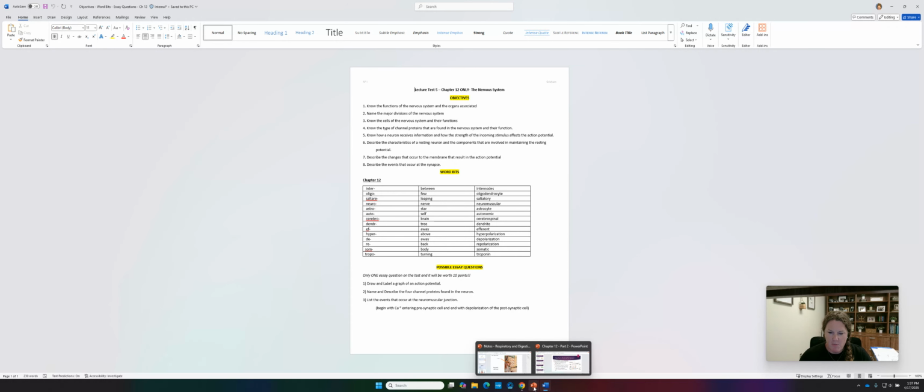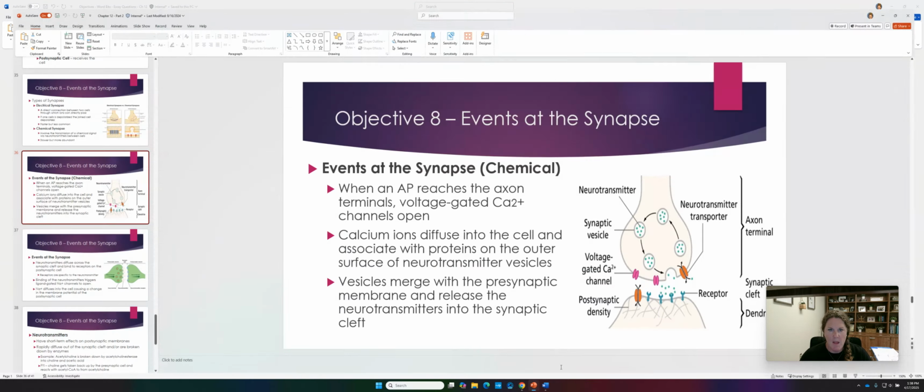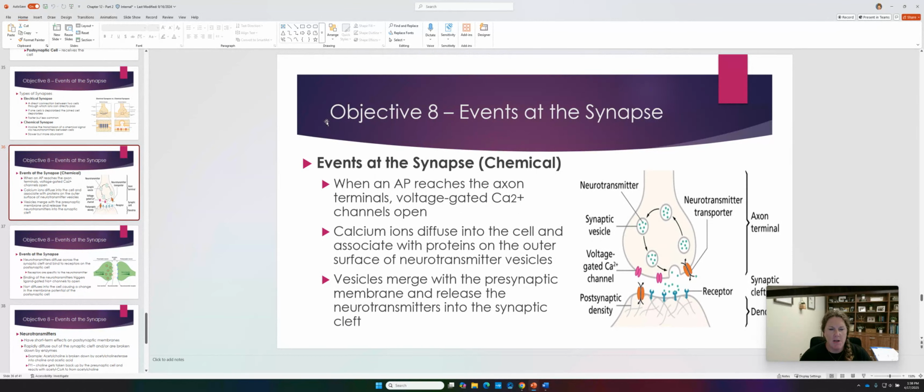I do want to take another minute to show you. Once again, essay number 3 says list the events that occur at the neuromuscular junction. Another name for a neuromuscular junction is the synapse. This is actually Chapter 12, Part 2. I just wanted to show you that it starts in Objective 8 by clarifying the different types of synapses.